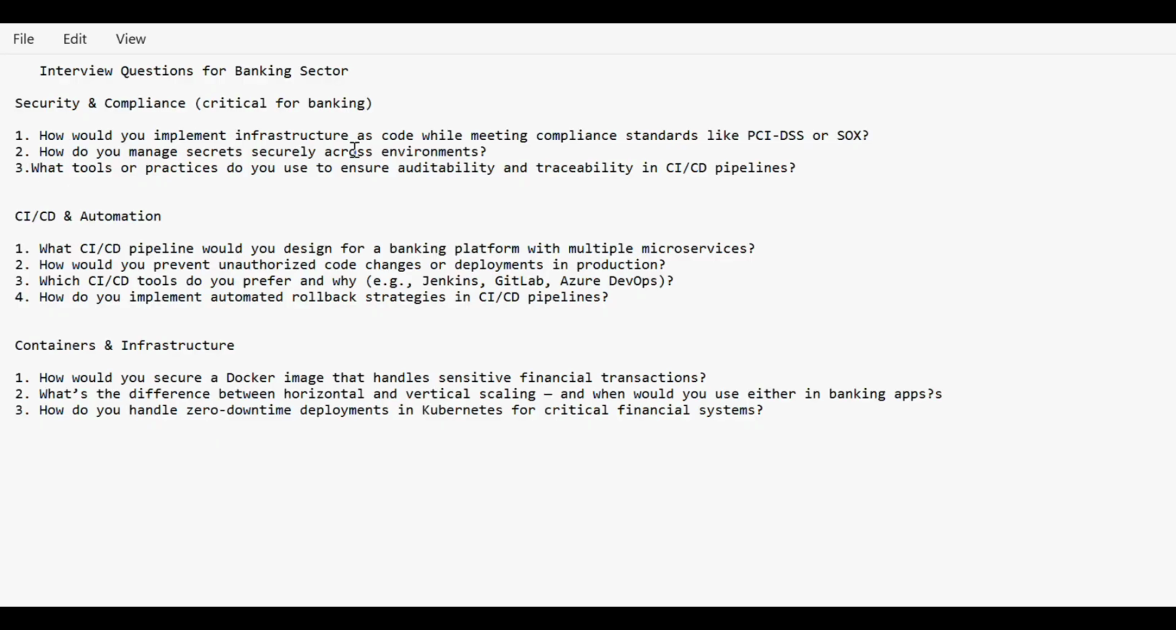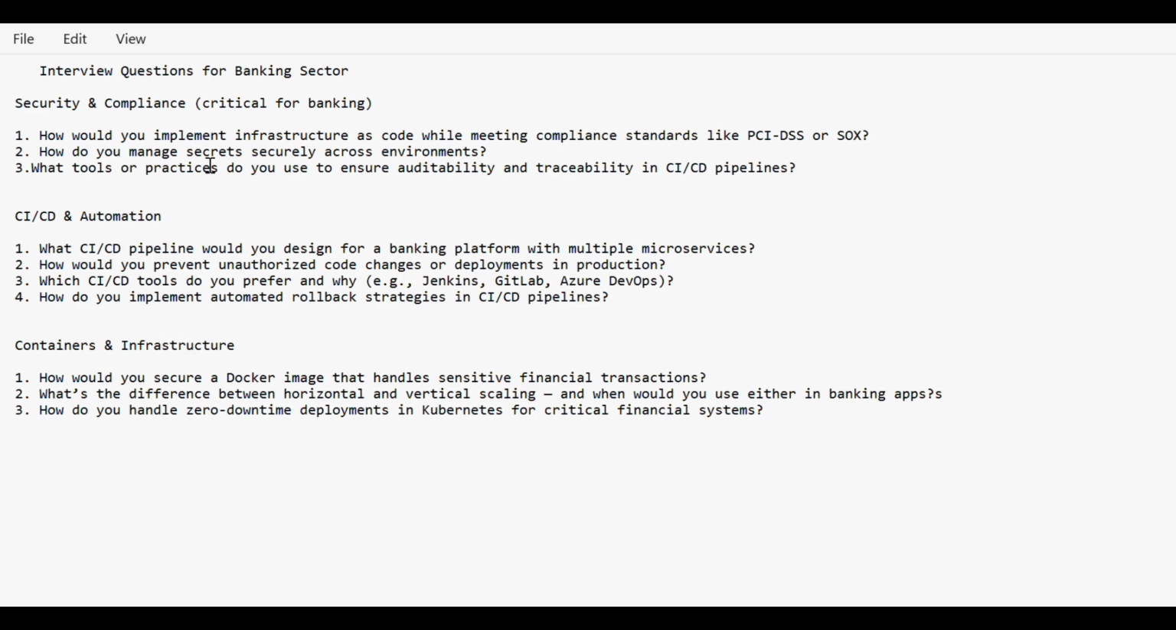First question is, how would you implement infrastructure as code while meeting compliance standards like PCI-DSS or SOX? PCI-DSS is the Payment Card Industry Data Security Standard, and SOX is an act according to which we have to make our infrastructure compliant. Basically it is used for banking sectors only. So how will you implement it? We can do security scans and PCI compliance checks during the pipeline. I would suggest you try to find the answers to all these questions today. Tomorrow I will discuss the answers.